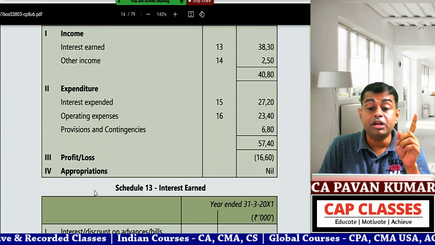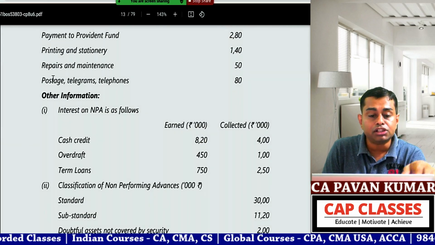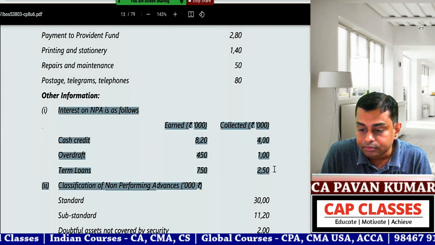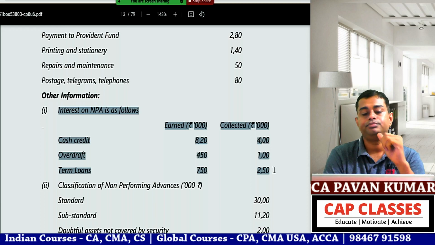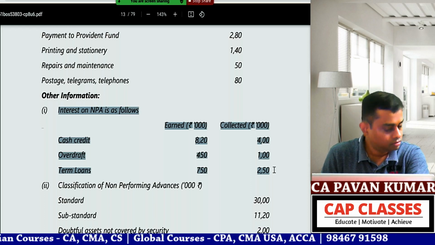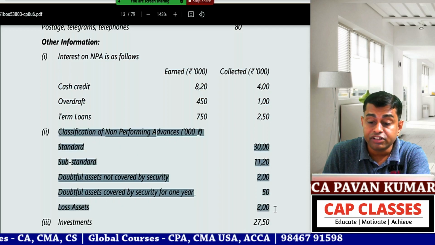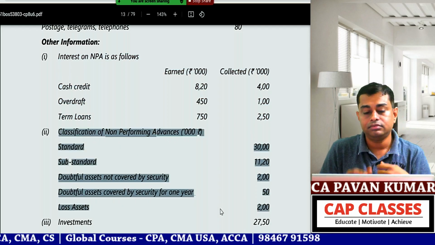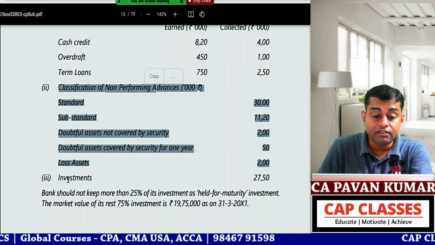In that other information, they have given 3 points. First point is interest on NPAs. Are we done with this? Yes, sir. Are you sure? Yes, sir. Second working note is calculation of provision. Are we done with this? Yes, sir. Third working note is investments.